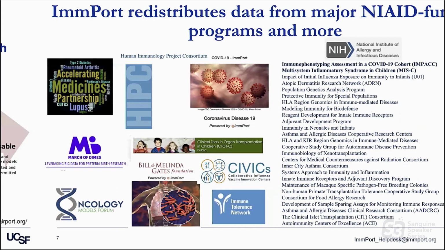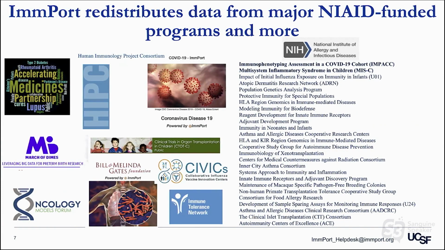So who is distributing the data? That's quite often I get asked, where are you getting all this data from? So ImmPort redistributes the data from major NIAID funded programs. And as you can see here, we have a long list of different NIAID programs. We have over 30 programs submitting clinical and basic immunology research data through this portal. And lately, we also have some COVID-19 data coming to ImmPort.